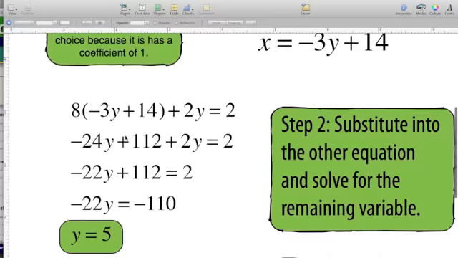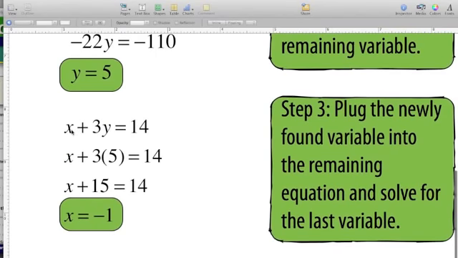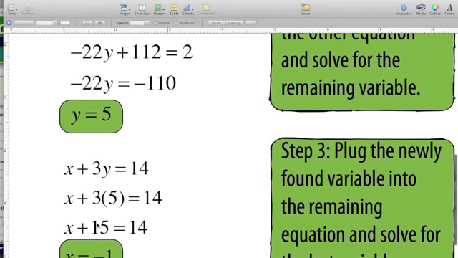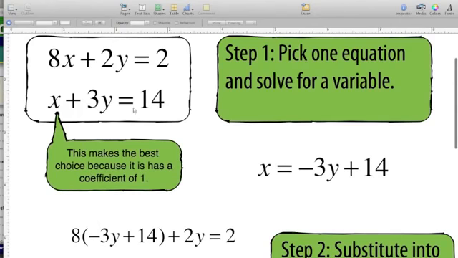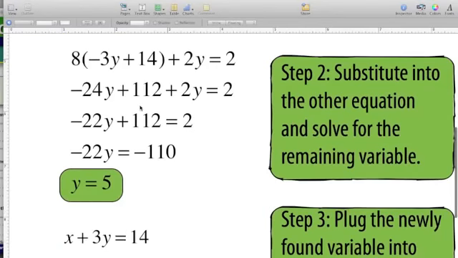So let's choose one of them. x plus 3y equals 14. I'm going to replace the y because we know that y is 5. I put it here and I just simplify. x plus 3 times 5 equals 14, and you can see that easily works out so that x equals negative 1. And if I plug negative 1 and 5 back in at the top into both of my equations here and here, I find out that both of them are true and it works.